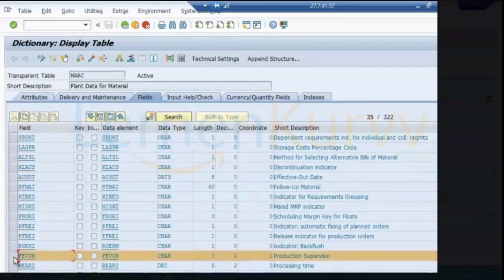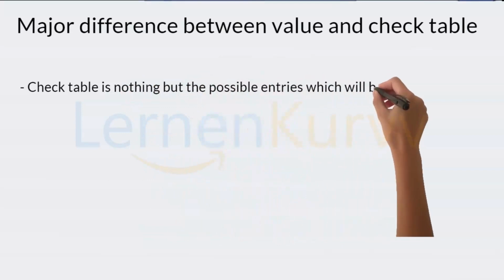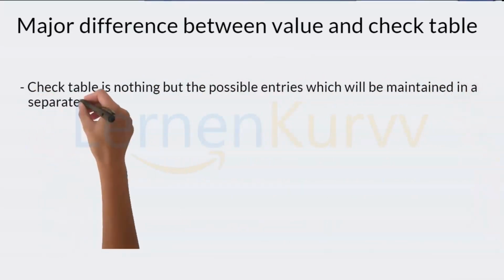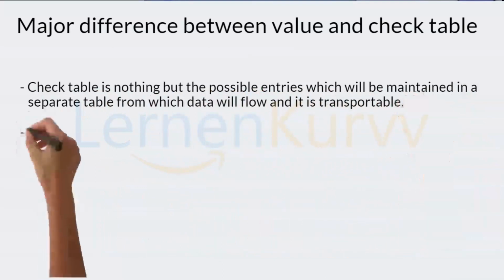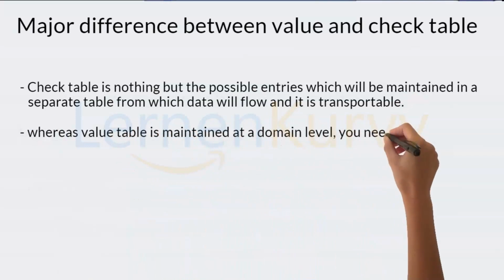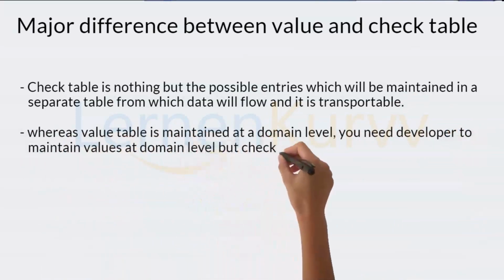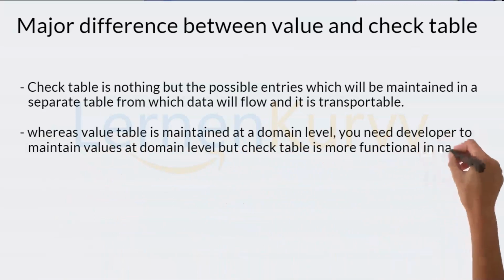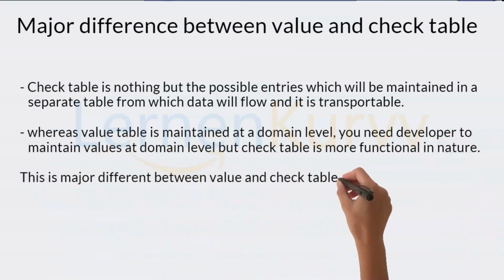Similarly, you have many fields where you have these input help check tables. A check table is nothing but the possible entries, which will be maintained in a separate table, from which the data will flow, and it is transportable. Whereas a value table is maintained at a domain level. You need a developer to maintain values at domain level, whereas a check table is more functional in nature. This is the major difference between value table and check table.